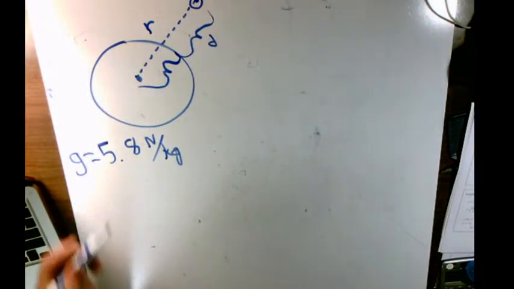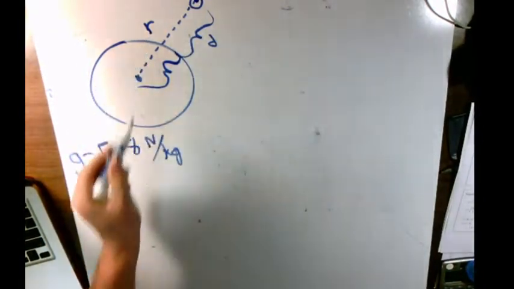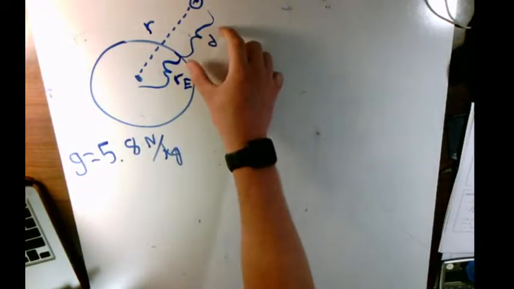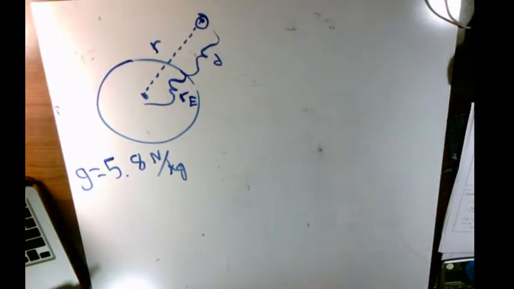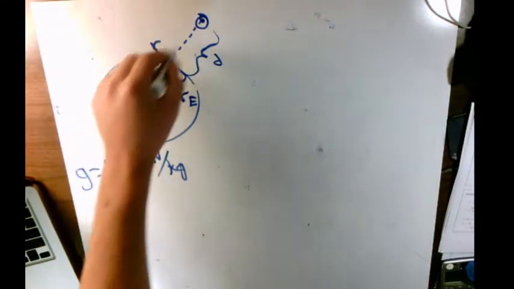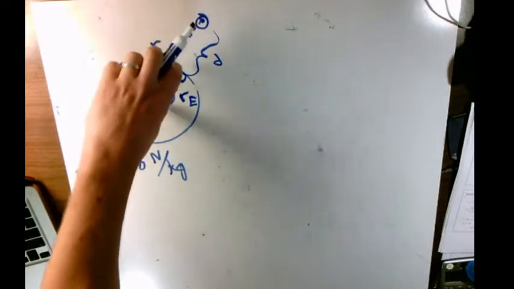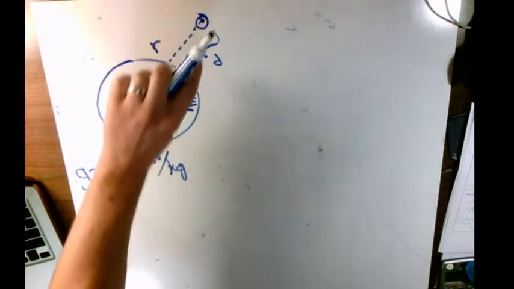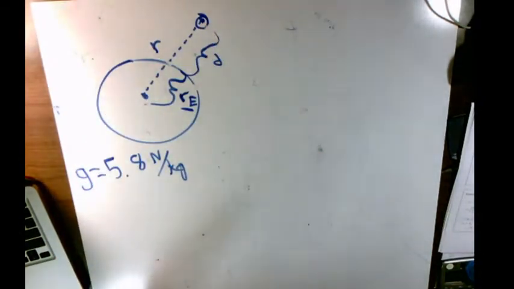It's going to get a little complicated because that distance incorporates the radius of the Earth and the distance above the surface of the Earth. So there's always going to be two parts when we're doing this type of question, right? There's the total distance from center to center, which is broken up into the distance from the center of the Earth to the surface, or the radius of the Earth, and the distance from the surface of the Earth to our object. So we know the gravitational field strength is 5.8.